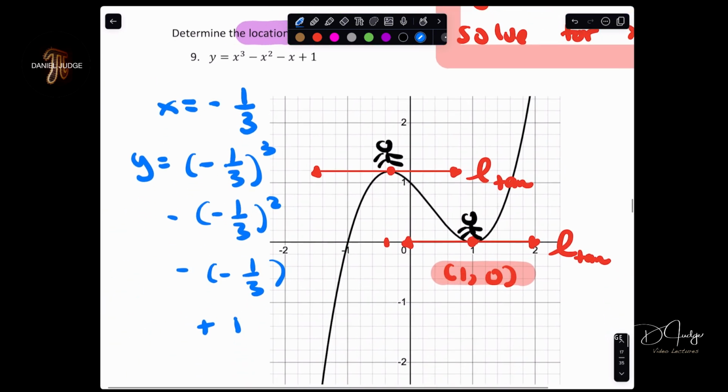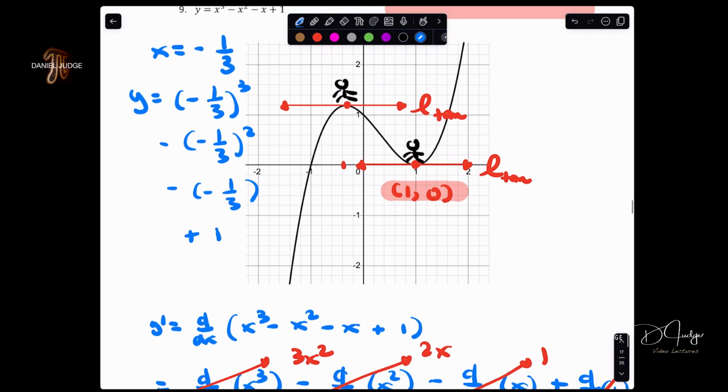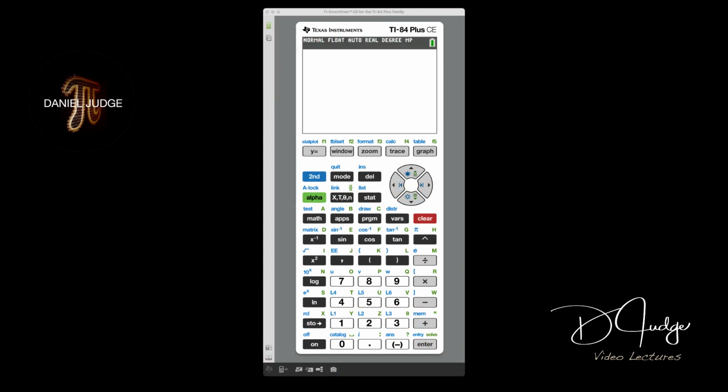Now, I'm going to do a little bit of cheating here, meaning I'm going to use that TI and get the y value. Okay, so let's go to the TI and get that y value. And we'll plug it in. So I'm going to put in parentheses negative 1/3. We're going to cube it. Minus negative 1/3. And we're going to square that one.